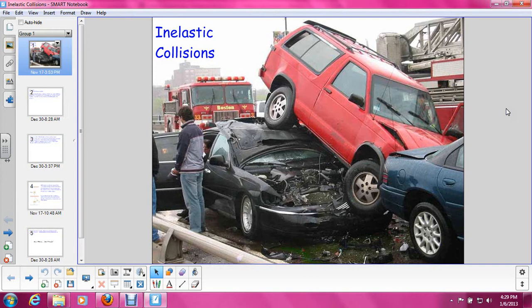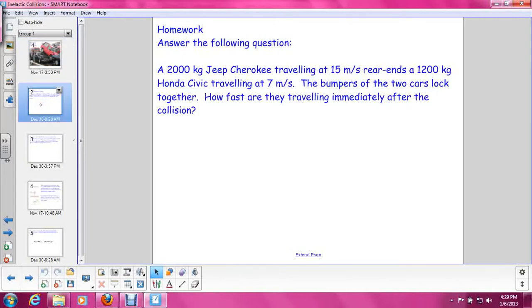We're talking about inelastic collisions. Your homework for tonight is just one problem. A 2,000 kilogram Jeep Cherokee traveling at 15 meters per second rear ends a 1,200 kilogram Honda Civic traveling at 7 meters per second. The bumpers of the two cars lock together. How fast are they traveling immediately after the collision? By the way, both of these velocities are positive, which means they're both traveling in the same direction.